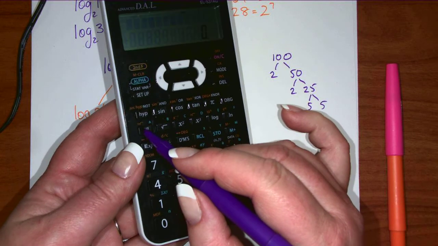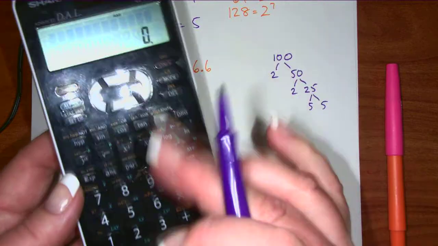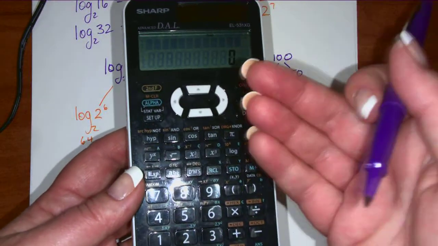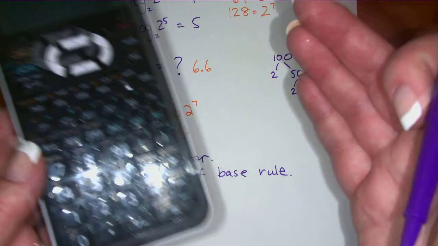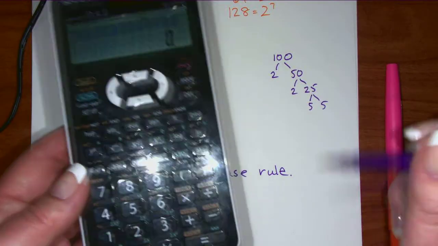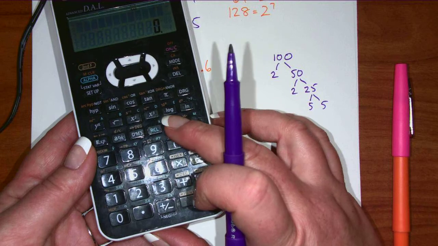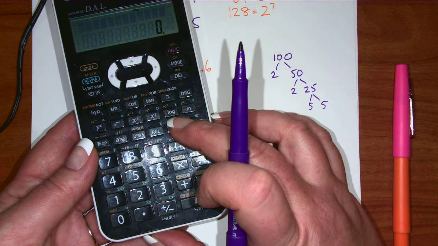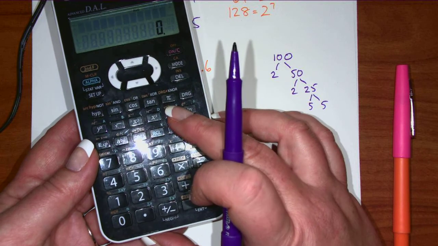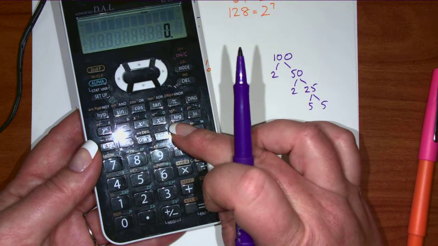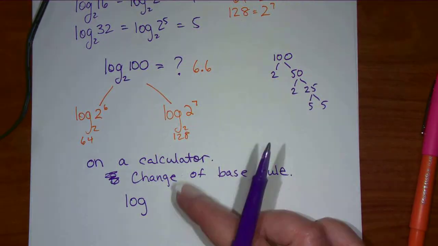I can put a 5th root in my calculator, a 10th root, a 9th root, whatever root I want, but you can't do that for logs. There is a log button on a calculator, right here, see it? But that's only base 10. They don't put any other base there, just base 10. So you have to be able to change the base to base 10 to be able to put it on your calculator. That's why it's called the change of base rule.